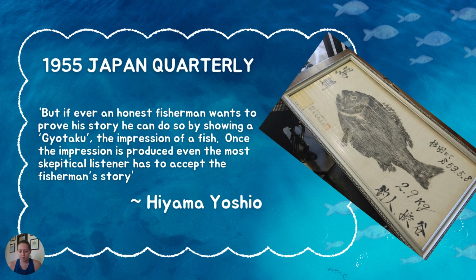But if ever an honest fisherman wants to prove his story, he can do so by showing a gyotaku, the impression of a fish. Once the impression is produced, even the most skeptical listener has to accept the fisherman's story. The impression shows the original shape and size of the fish, and it has no possible chance of growing any bigger. As a fisherman's record, it is enough for the impression of a fish to show its characteristics and its exact size. This is a primitive kind of fish print, which can be found in the window of any shop selling fishing tackle or at the fireside in a seaside inn, and is often proudly displayed on the wall of an English drawing room.